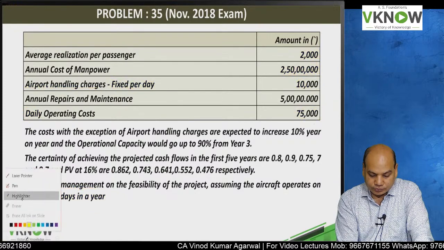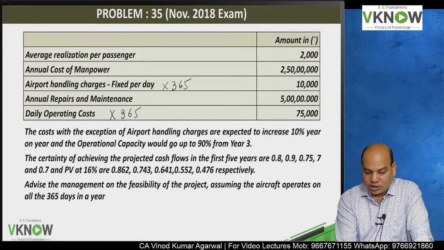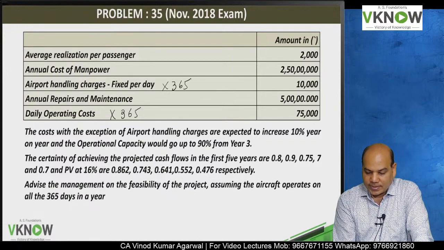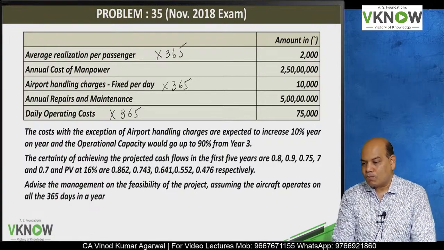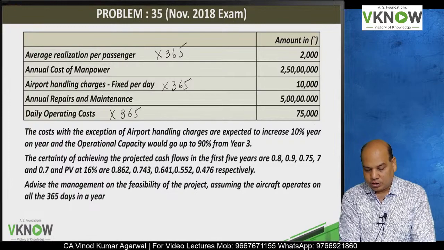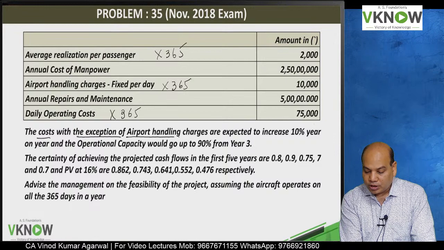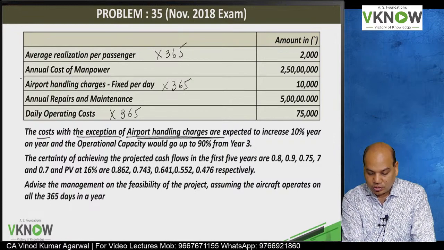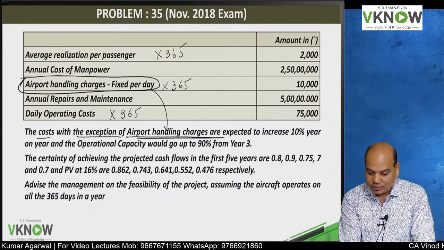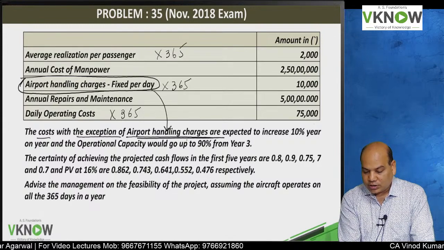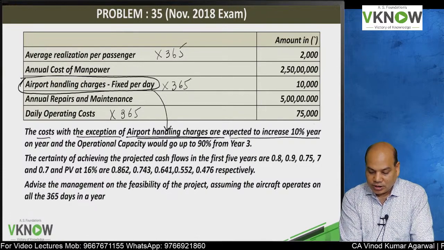Okay. So this I'll multiply by 365. This I'll multiply by 365. This revenue I'll multiply by 365. The cost with the exception of, carefully read, cost with the exception of airport handling charges. This is not applicable to this line. This line, the cost with the exception of airport handling charges are expected to increase by 10% year on year.